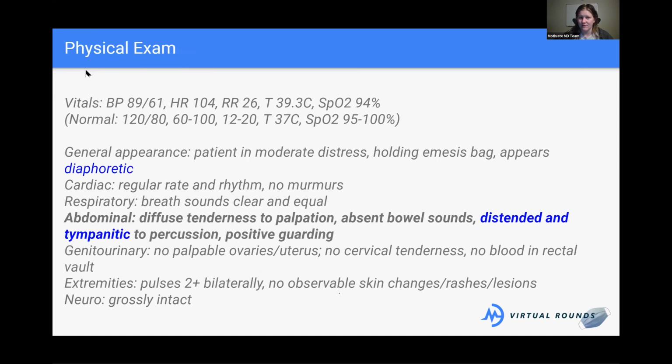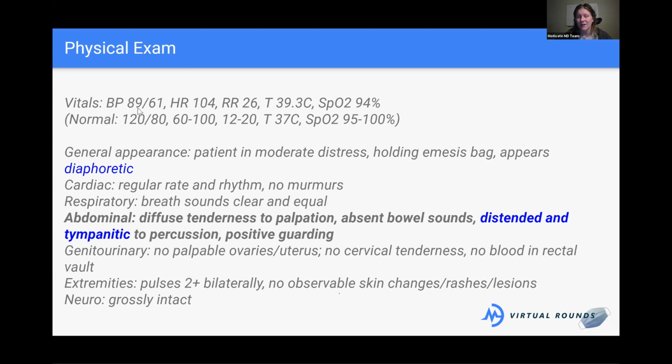First, we're noting her vitals. Her blood pressure is 89/61. Her heart rate is 104. Her respiratory rate is 26. Her temperature is 39.3 Celsius, and her oxygen saturation is 94%. Normally I ask people what looks normal and abnormal about vitals, and I'll just spoil this one: none of these vitals are normal. Her blood pressure is low. She is technically hypotensive. Anything under 90 systolic is pretty concerning. And she also has this tachycardia, or this high heart rate.